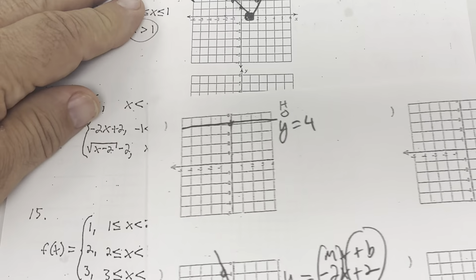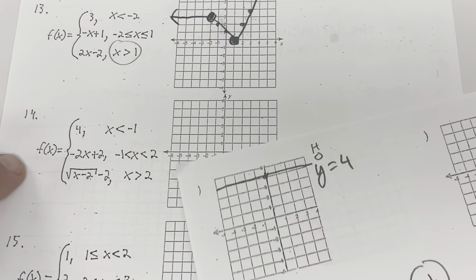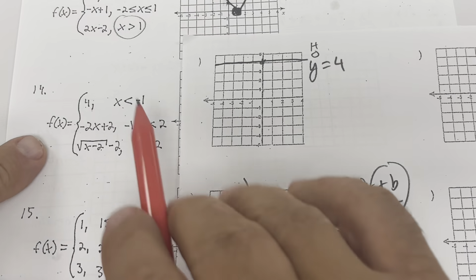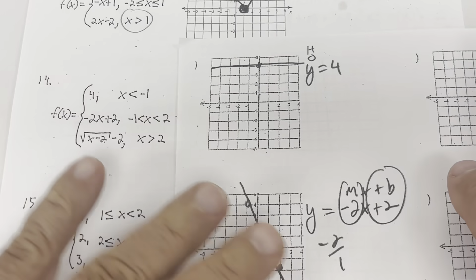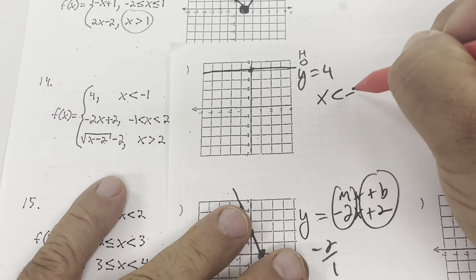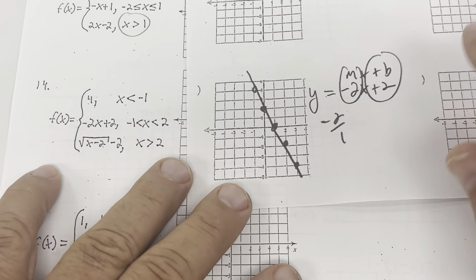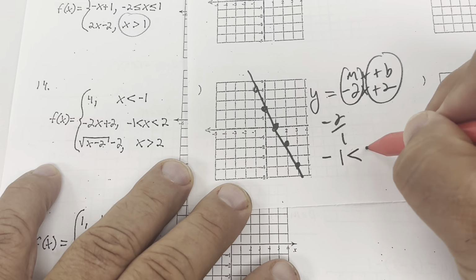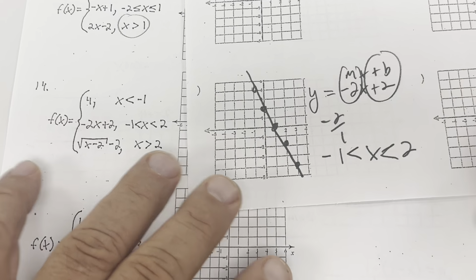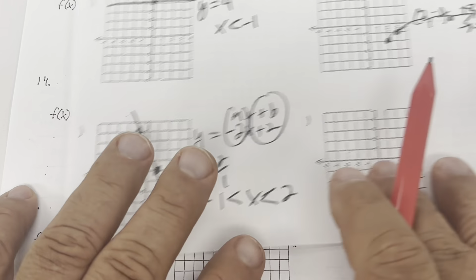Let's go to the domain restrictions. For number 14, the first domain restriction is x is less than negative 1. The second domain restriction, x is between negative 1 and 2. And the third domain restriction, x is greater than 2.